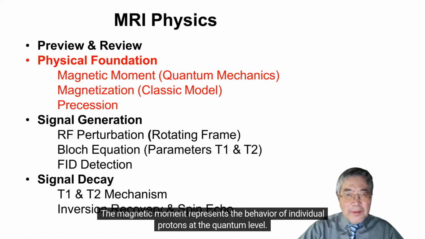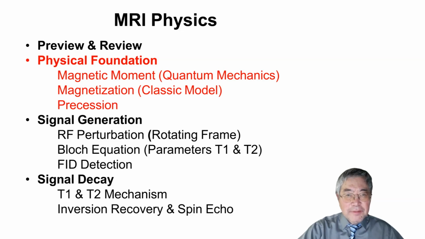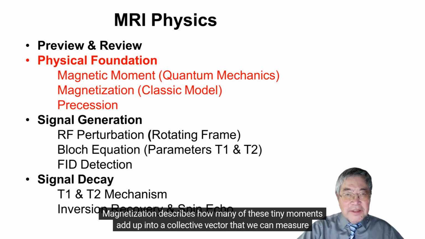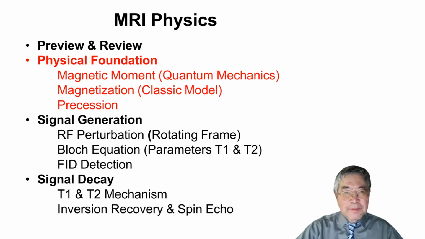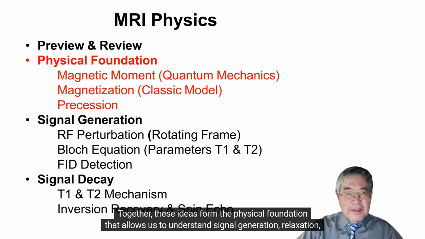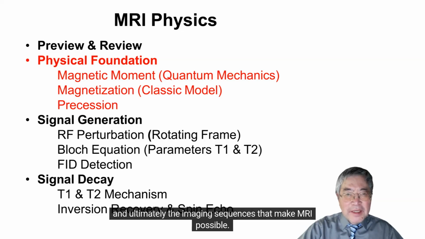The magnetic moment represents the behavior of individual protons at the quantum level. Magnetization describes how many of these tiny moments add up into a collective vector that we can measure in bulk. And precession explains how that vector behaves in an external magnetic field. Together, these ideas form the physical foundation that allows us to understand signal generation, relaxation, and ultimately the imaging sequences that make MRI possible.